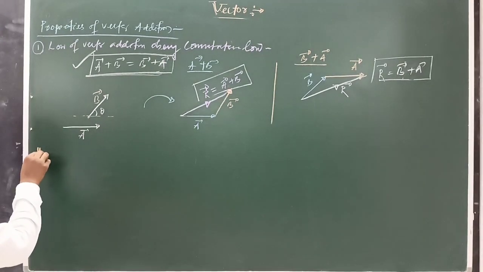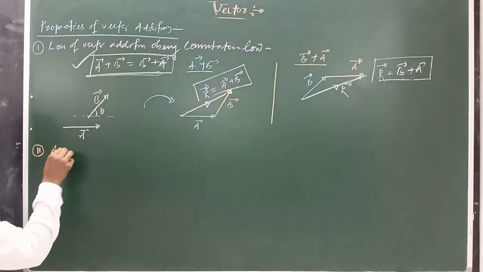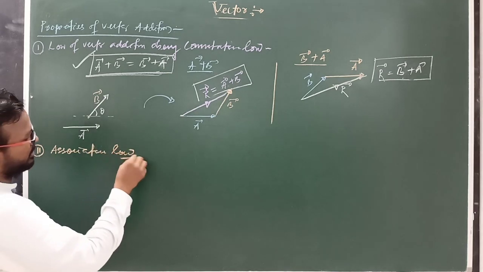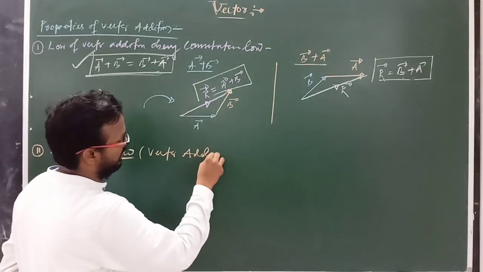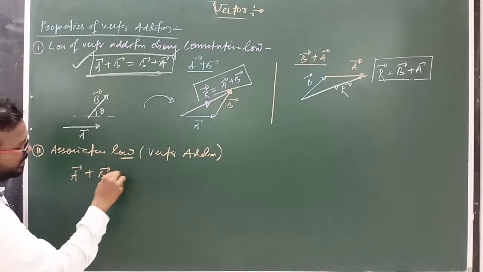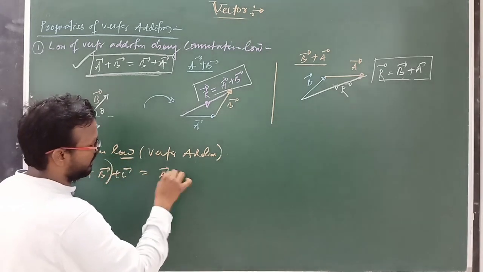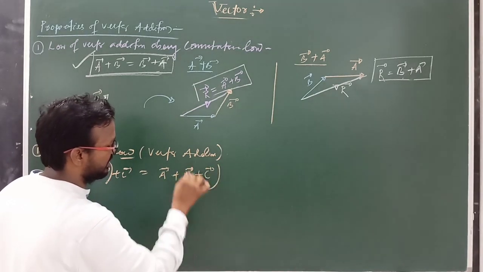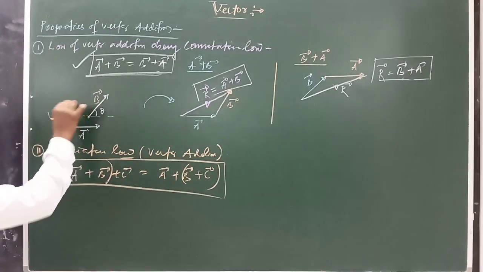vector addition follows the commutative law. So there is another property that is known as the associative law, which vector addition obeys. What is the associative law? Here vector A plus vector B plus vector C, means (A plus B) plus C is equal to A plus (B plus C). This is known as the associative law. You can prove it by using this method or the graphical method also.